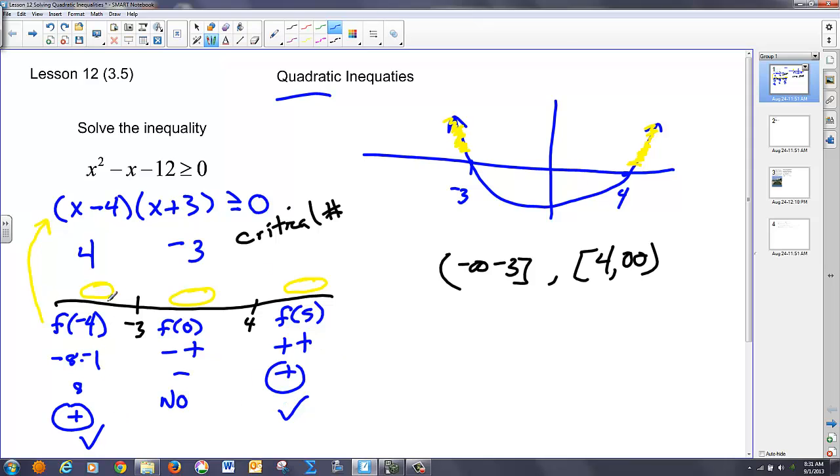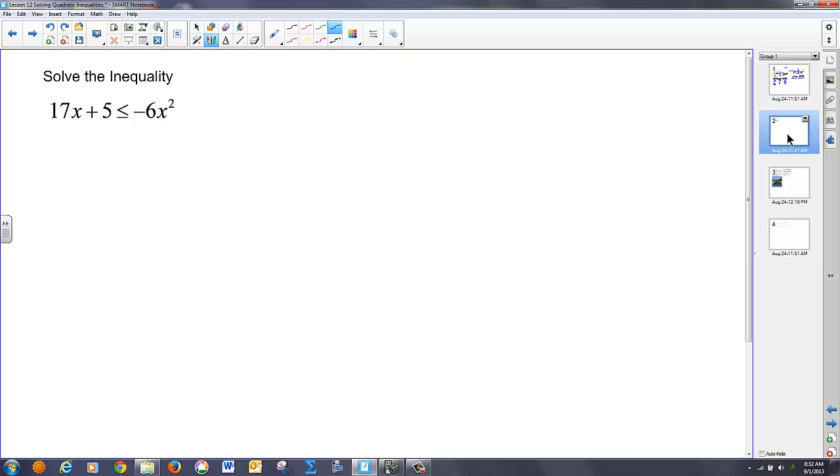So then I can state, well, all the numbers to the left of negative 3 are in my solution, and all the numbers to the right of 4 are in my solution, which we already knew from the graph, but we're doing it again without a graph. So let's go to the next example.